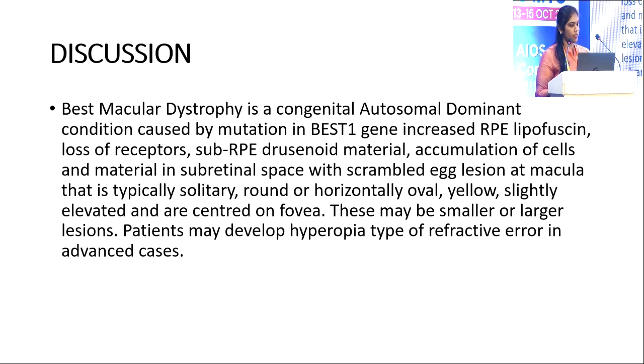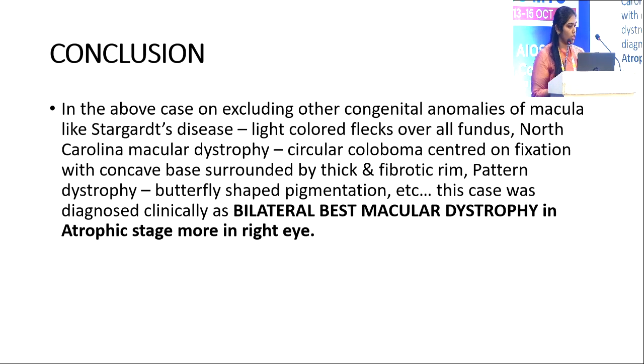Coming to the discussion, Best macular dystrophy is a congenital autosomal dominant condition caused by mutation in the BEST1 gene, with increased RPE lipofuscin, loss of receptors and sub-RPE drusenoid material, and accumulation of cells and material in the subretinal space, with a scrambled egg lesion at the macula. It is typically solitary, round or horizontally oval, yellow, slightly elevated and centered on the fovea. These may be smaller or larger lesions, and patients may develop hyperopia type of refractive error in advanced cases.